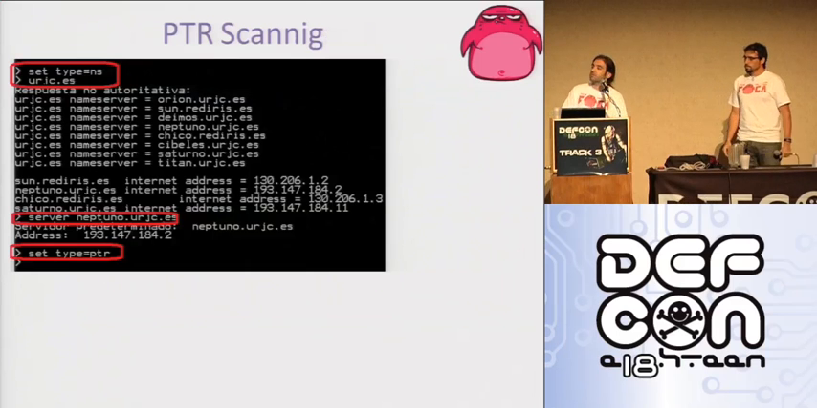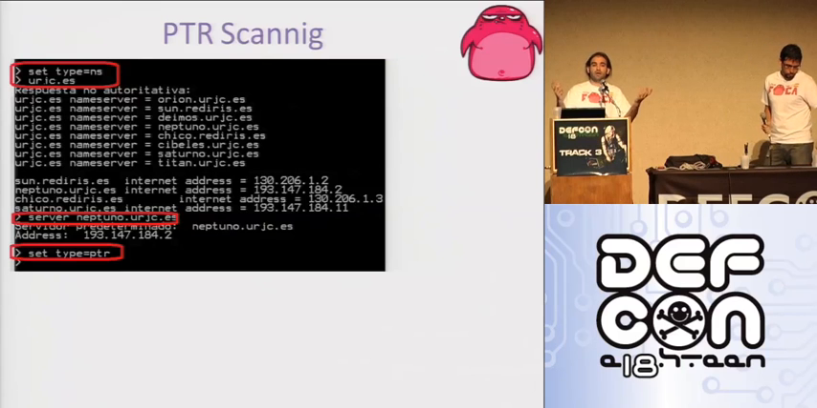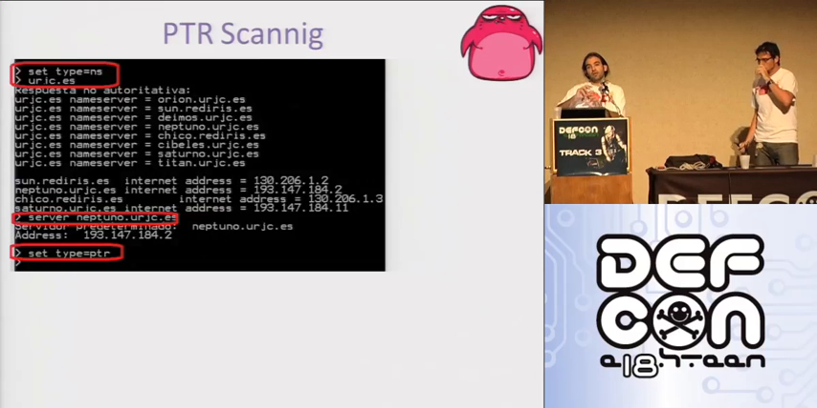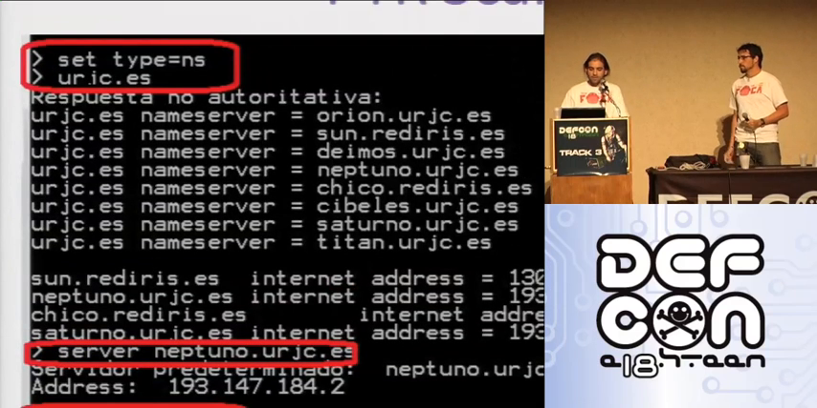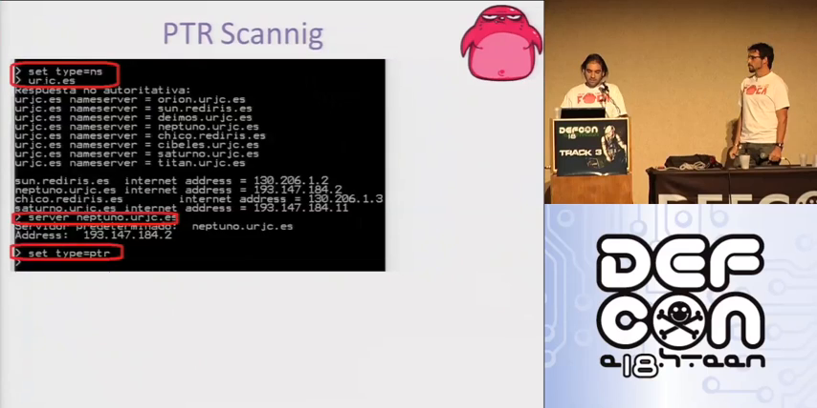Another feature that we add to FOCA is the PTR scanning. The idea is that once you are able to discover an internal IP address of an internal network, it's possible to connect against the internal DNS, change the query type to a PTR, and scan the internal network segment. So in this example with my university, they love me. We look for the internal DNS. We change the DNS to Neptuno, and we change the query type to PTR.